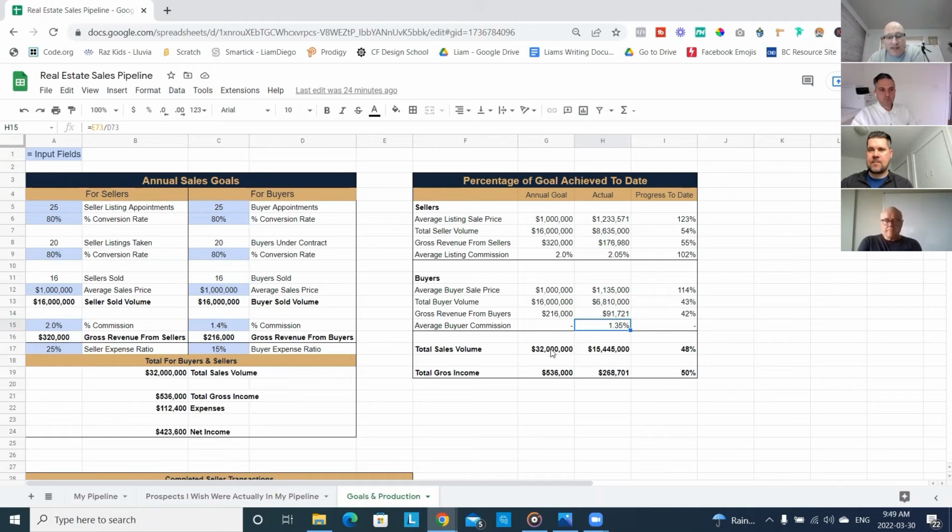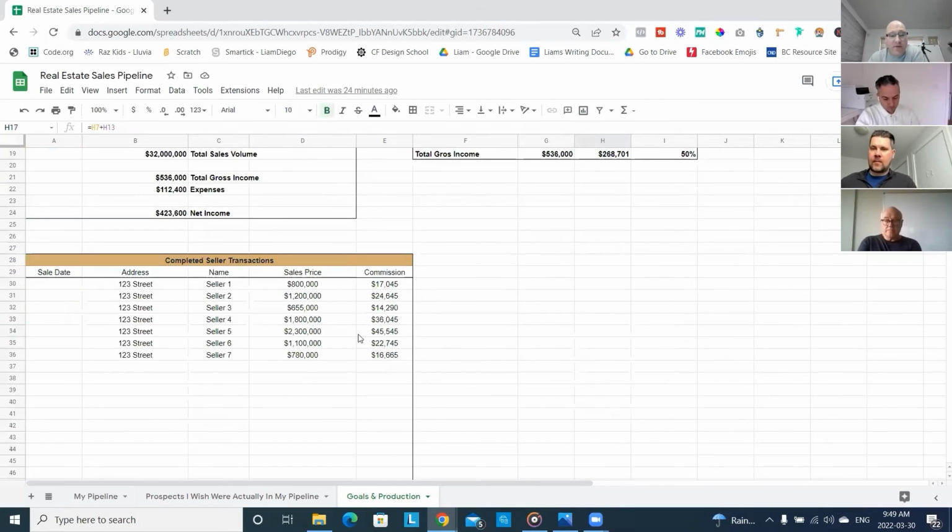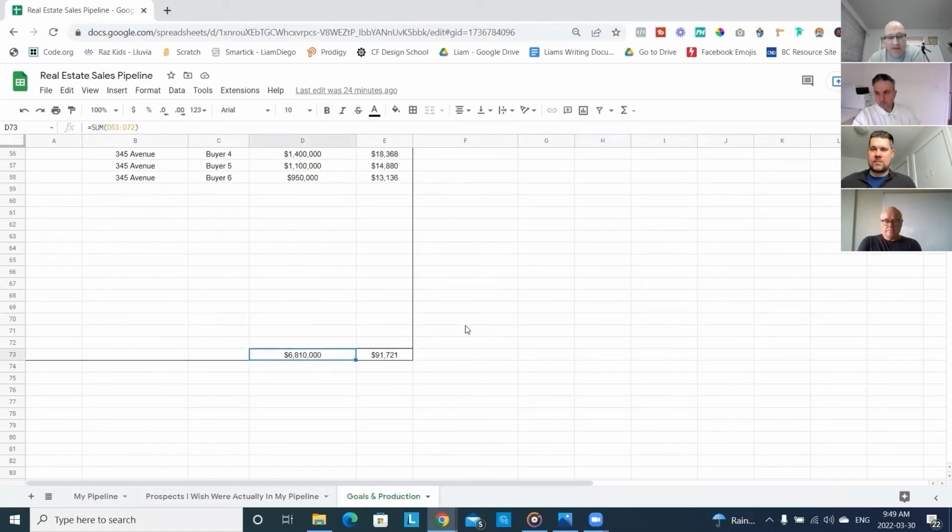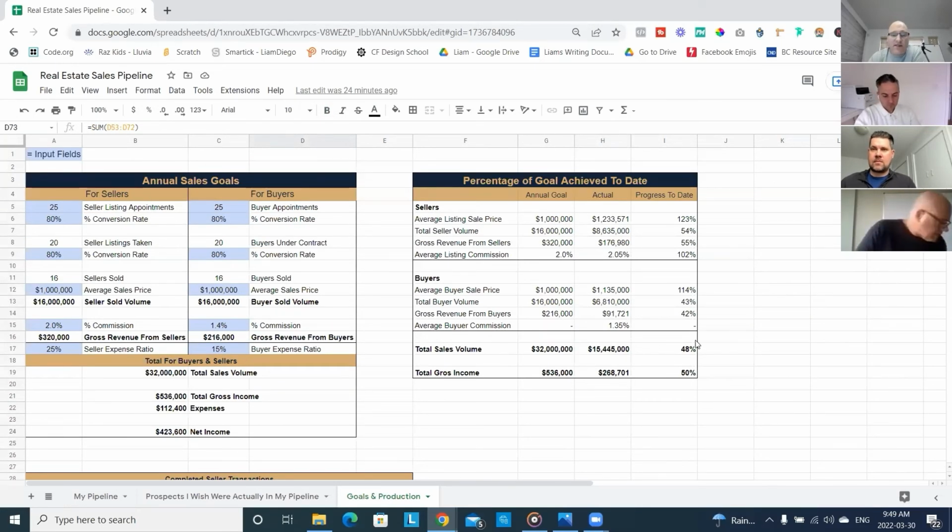But then it takes these numbers here. It takes your total sales volume, which is coming from here, your actual sales volume, which is adding up your buyers and adding up your sellers, where you are progress for the year. And then again, your total gross income, which is coming from here. I didn't do it less expenses or net income, but you know, when we're looking at our goals, we can just go off gross. When we're analyzing our business and how we can make it efficient, that's different. When you're calculating your expenses, where can I cut costs, this and that, that's not really what this is for. This is for your goals and progress.